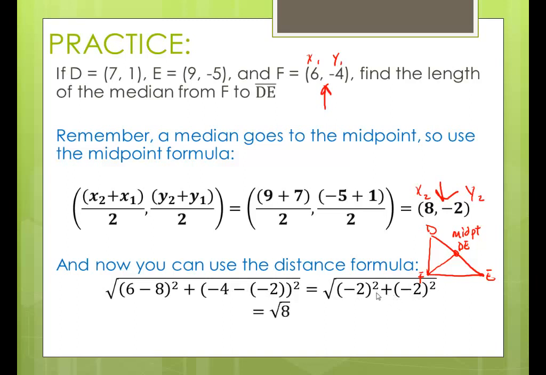So that gives us the square root of 8. Because remember, anytime you square a number, you always get a positive number. So negative 2 squared is 4. 4 plus 4 equals 8. But that's not a simplified radical. This is. Because remember, 8 breaks down to 4 times 2, and 4 is a perfect square. So we take the square root of 4, pull it out, get the 2, and root 2. So that would be the length of that median here. Okay, so again, that's just one way that you use a distance formula.